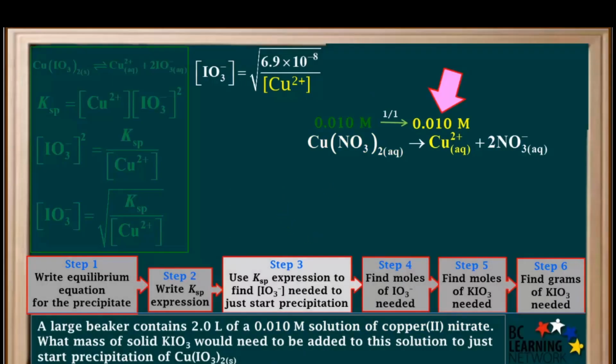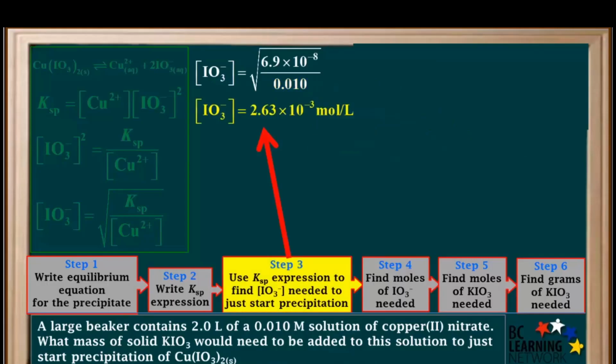plus from the salt is also 0.01 molar. So we'll substitute 0.01 molar for the concentration of Cu2+ in here, like this. Dividing 6.9 times 10 to the negative 8 by 0.01 and taking the square root gives us the concentration of IO3 minus is 2.63 times 10 to the negative 3 molar, or moles per liter.